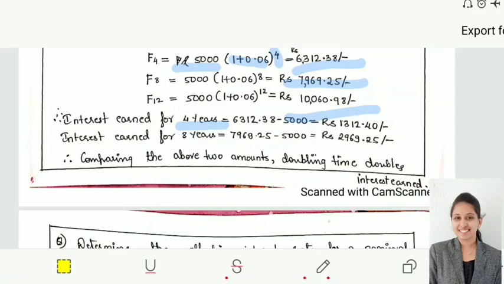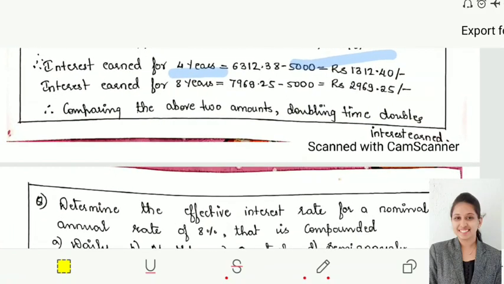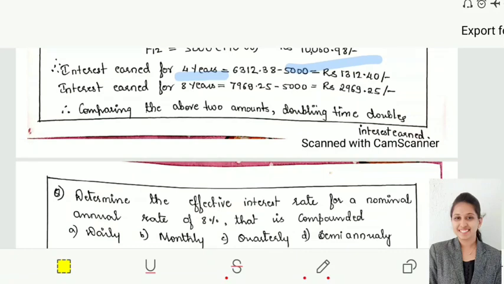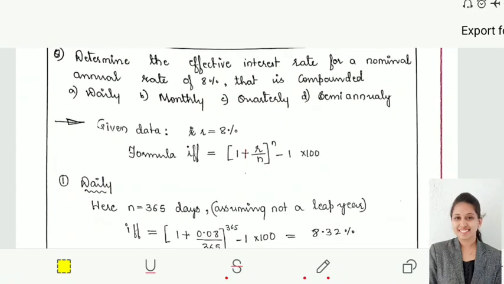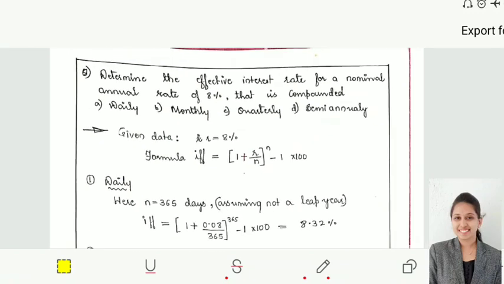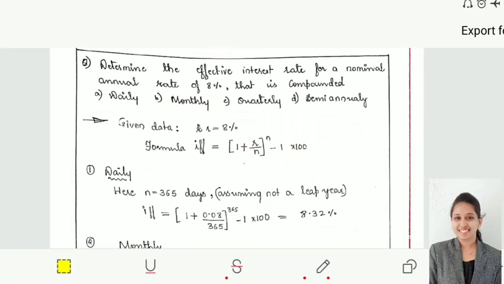So for 8 years it will be 7,960 minus 5,000. It will be 2,969.25. Okay, thus we have to conclude, comparing the above two amounts, that doubling of time doubles the interest earned. Okay, so this is one more very important numerical which is always asked in your annual exam, this type is always there.